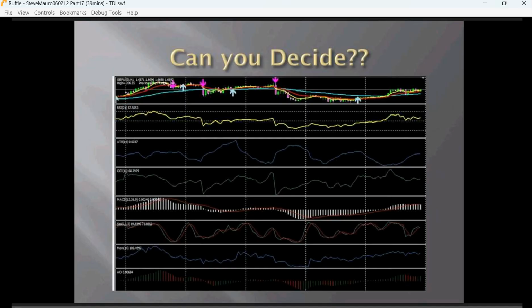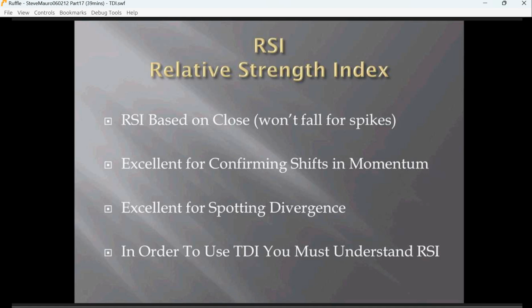So what I'm telling you is that you learn to master one. And for the purpose of this class, I like to use RSI and TDI. I'm going to give you the underlying indicator for TDI, and that is the relative strength index, RSI. It won't fall for the spikes. RSI is probably the best indicator for our purposes. I don't want to knock anybody else's indicator, but it's the best indicator for our purposes.